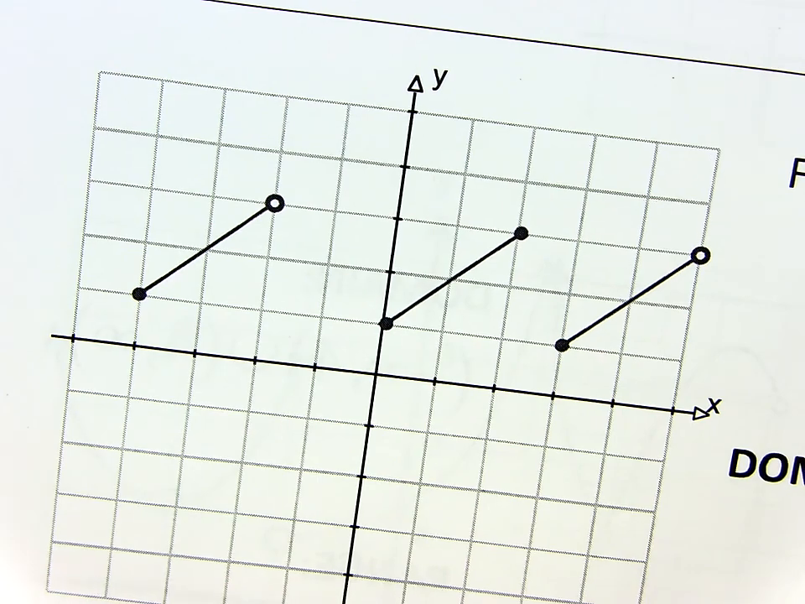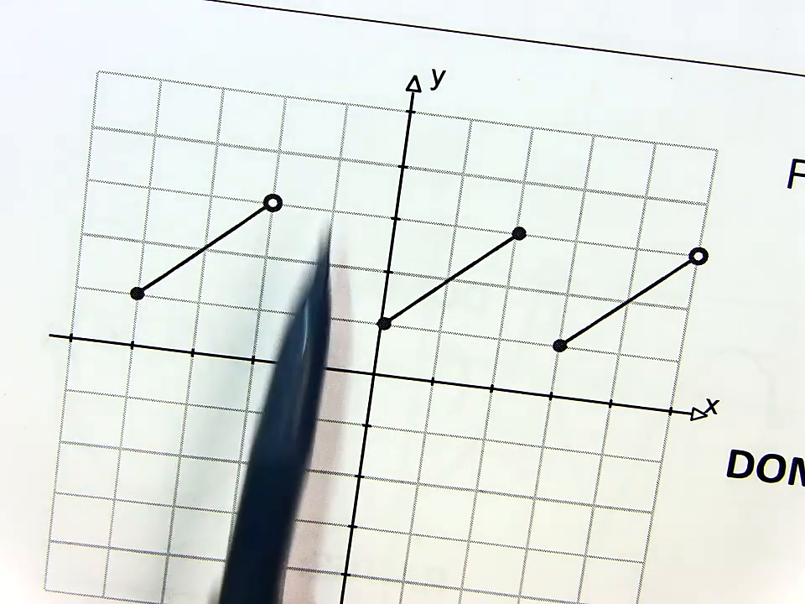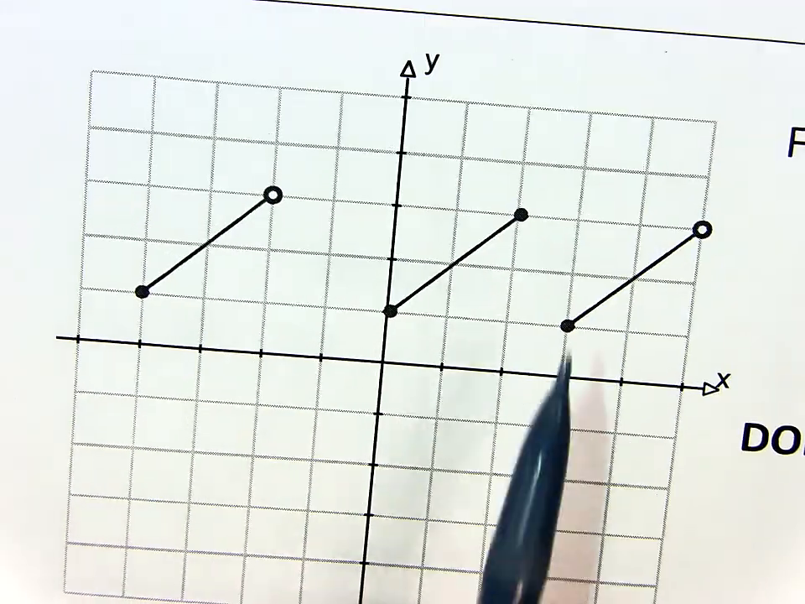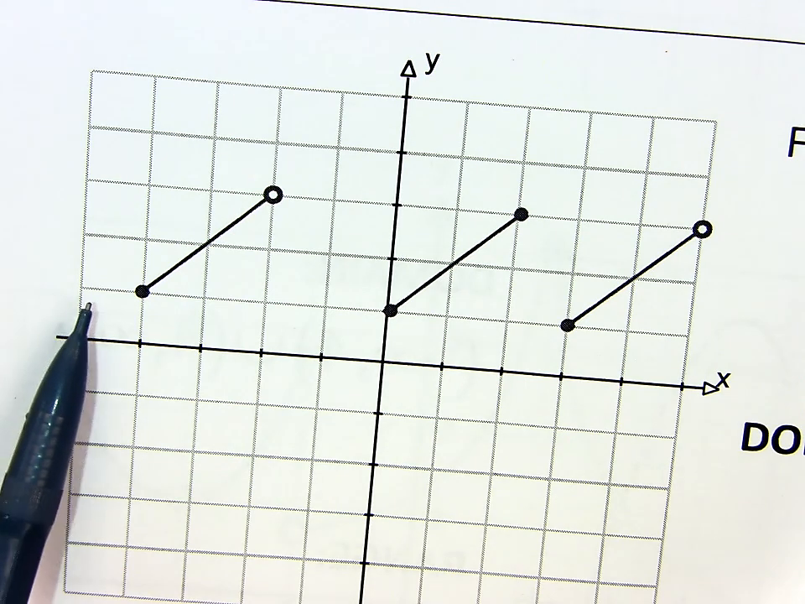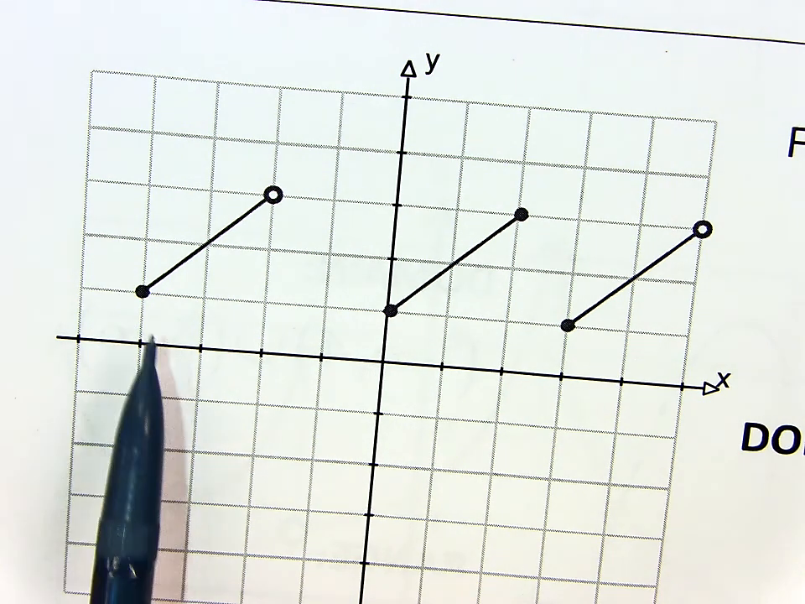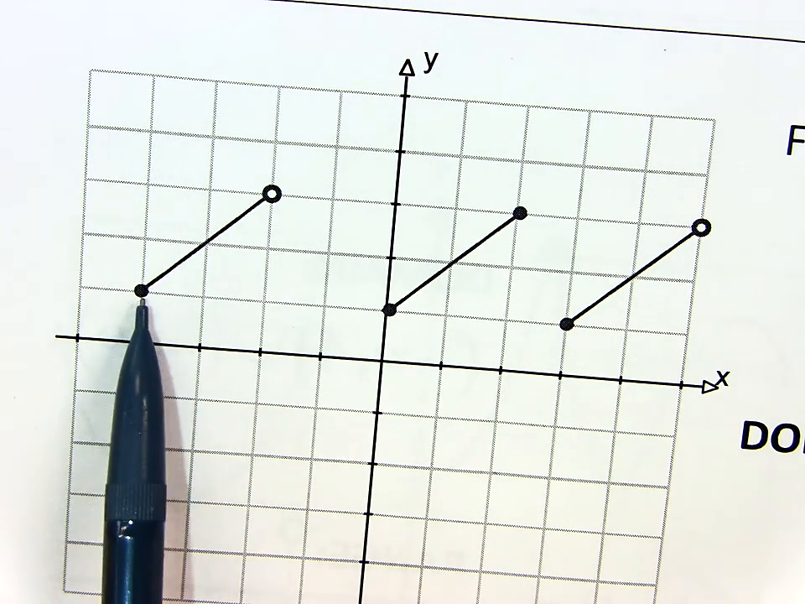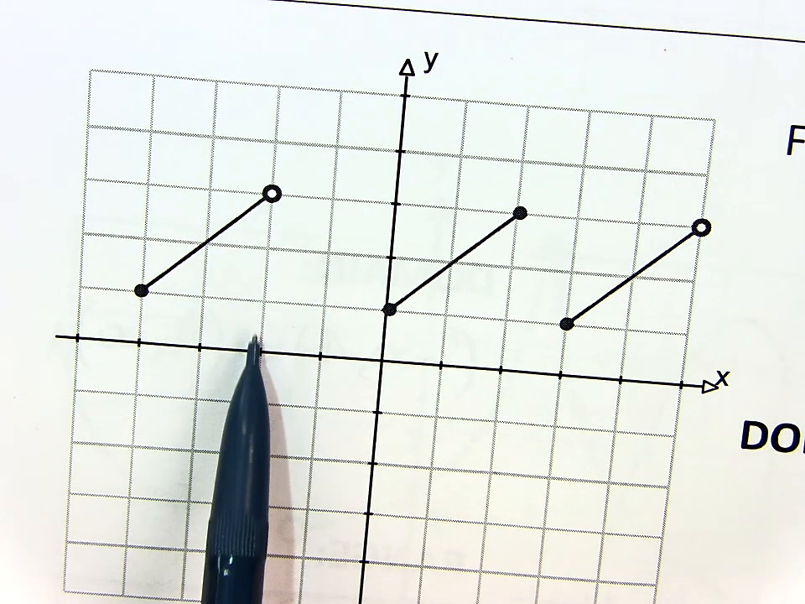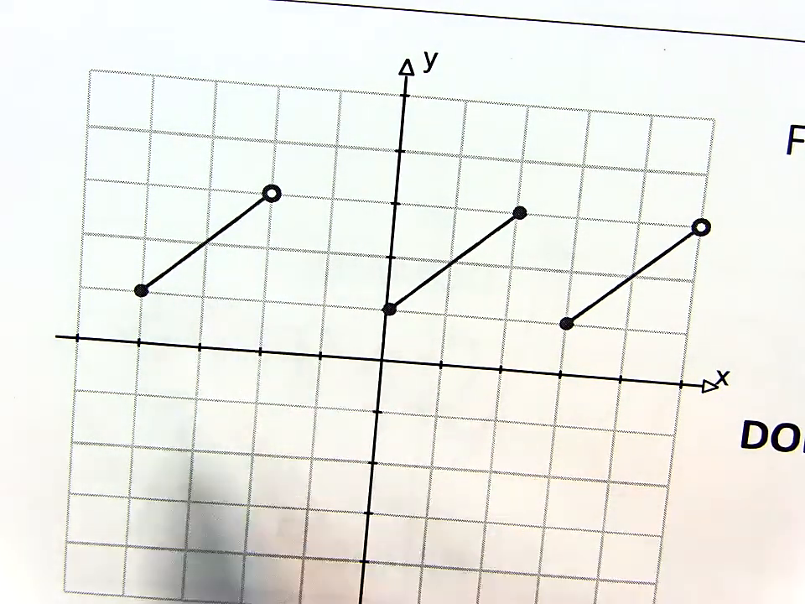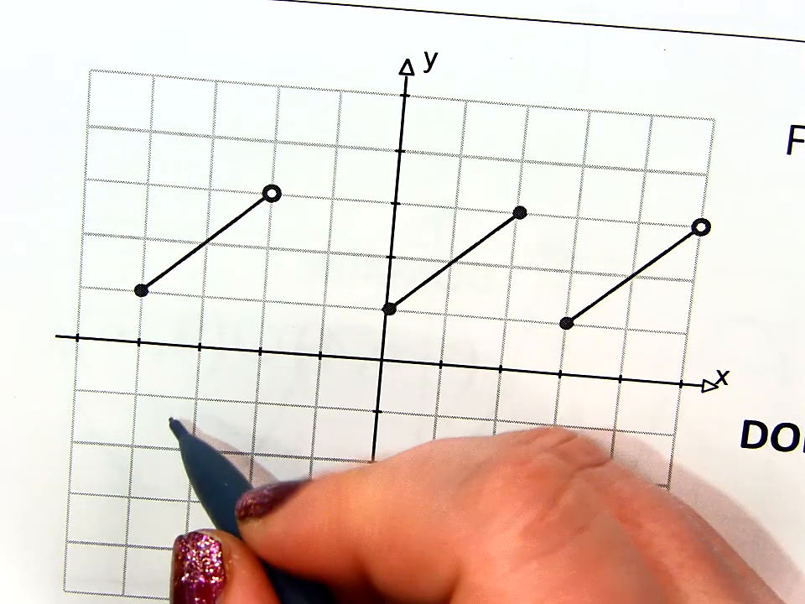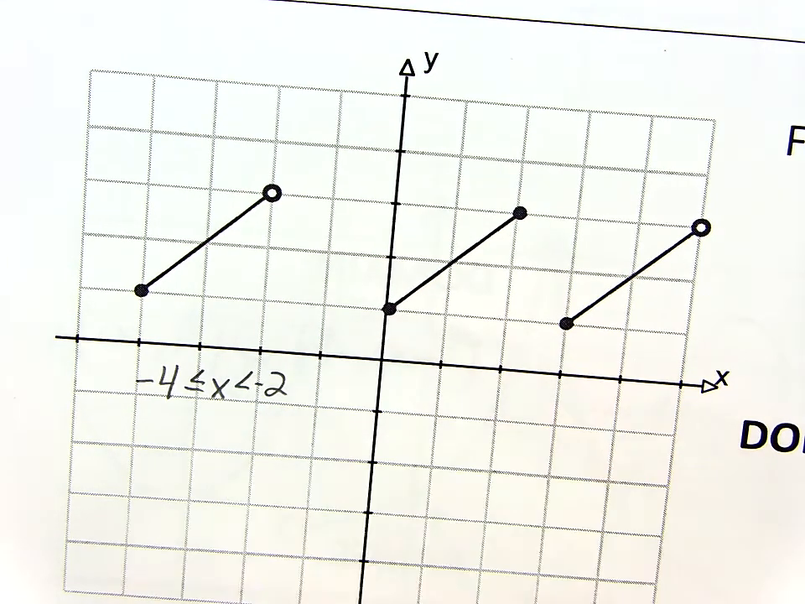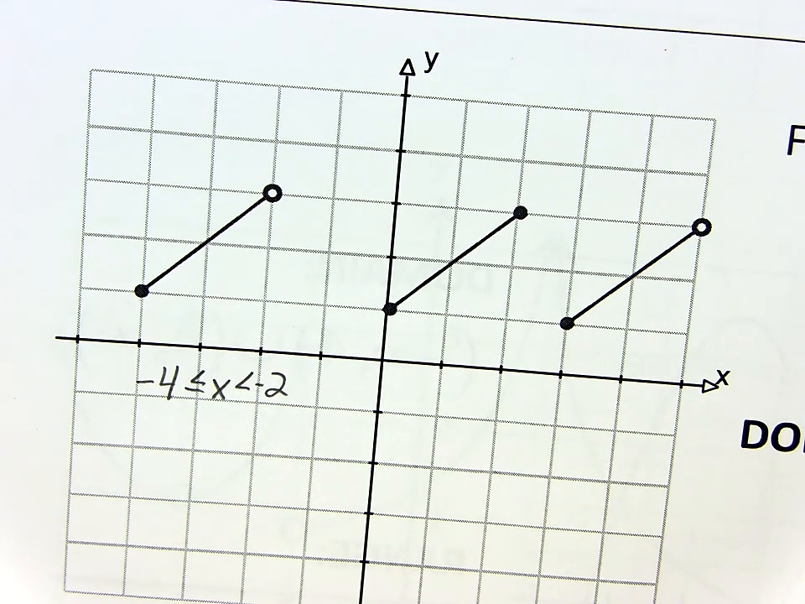Okay? So let's look at our domain here. Notice I don't have arrows on anybody. They all have definite starts and stops. So coming from the left, where's the first number that I have an answer for? -4. Okay, so I know that I need a domain that goes from -4, and I include -4, but then it stops here at -2. So the domain for just this piece, wouldn't that be in between -4 and -2? So wouldn't it look like that for just that part?